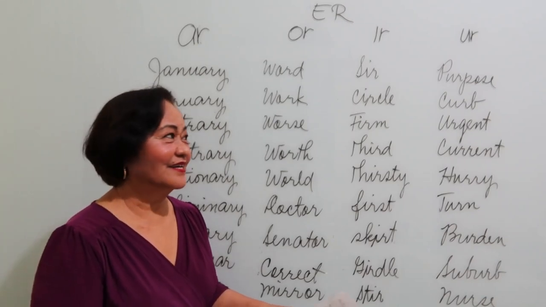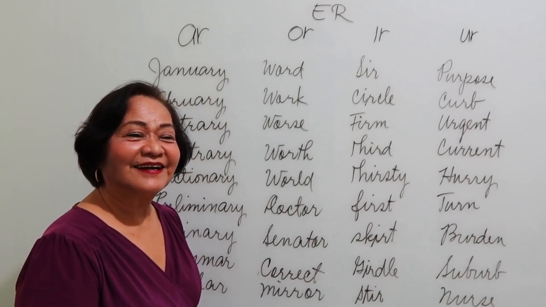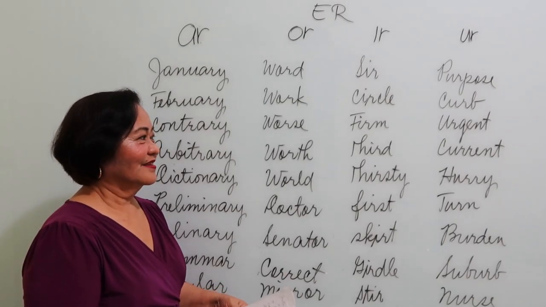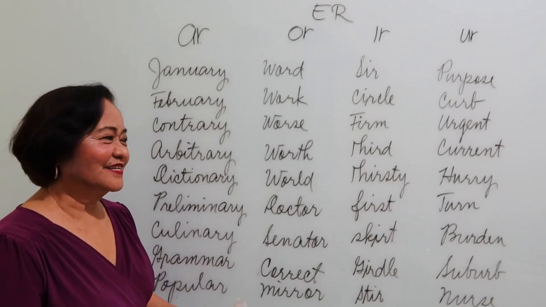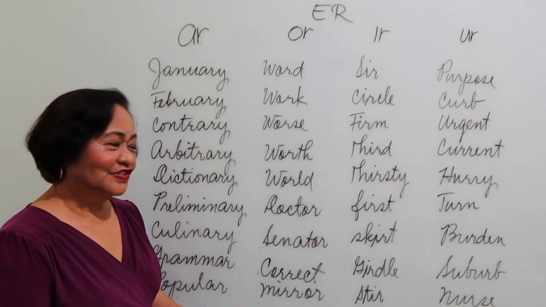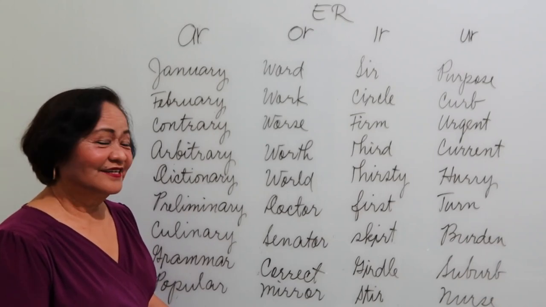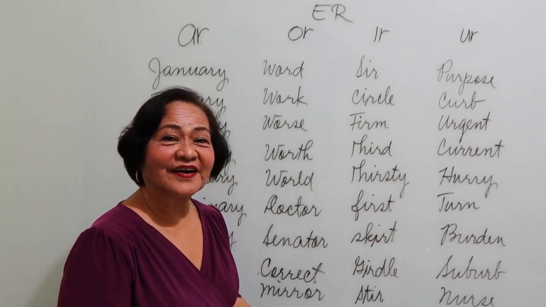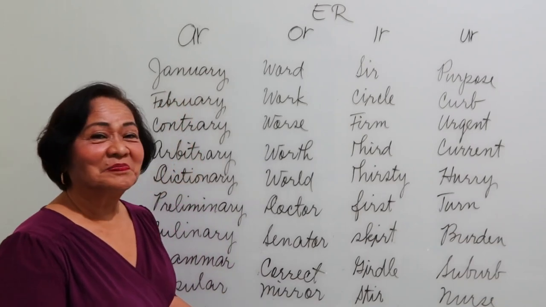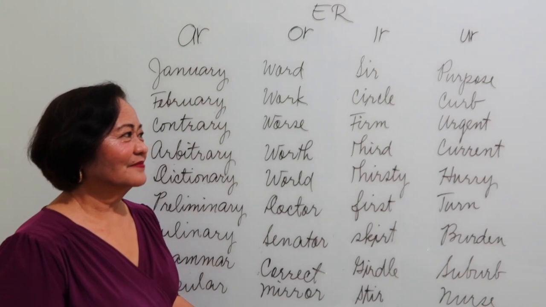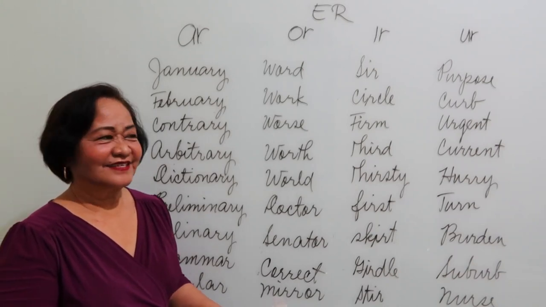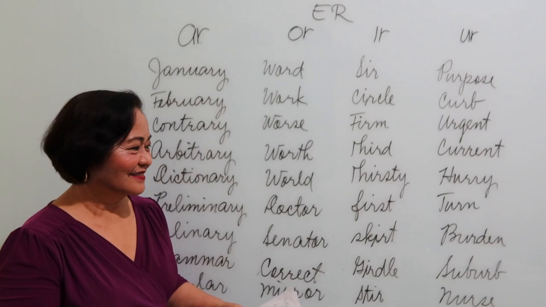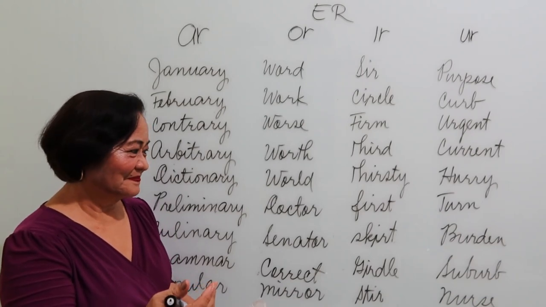Let's proceed with the IR. We say again, sir, circle, firm. Third, thirsty. First, skirt, girdle. Stir. And next, UR. Purpose, curb. Urgent, current. Hurry, turn. Burden, suburb. Nurse.